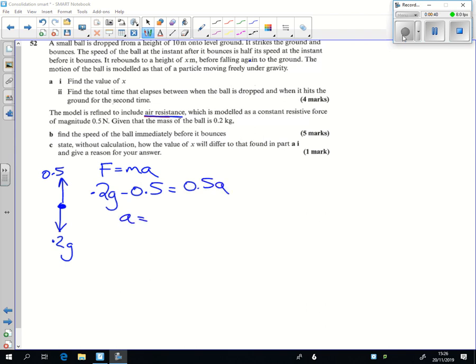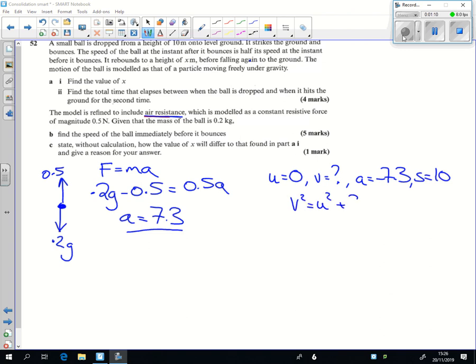So the new acceleration here is 7.3. And so we're going to repeat the maths we did earlier, but instead of using g as 9.8, or the acceleration is 9.8, we're now using a 7.3. So we've got u is 0, v is what I'm trying to find out, a is minus 7.3, s, the distance it dropped, was 10. So we're using v squared equals u squared plus 2as.